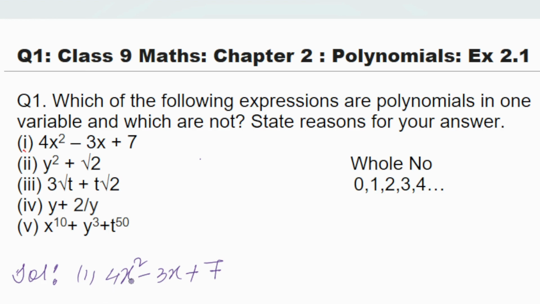See, solution number 1: 4x square minus 3x plus 7. You have to say whether this expression is a polynomial in one variable or not. First, you have to say whether this is a polynomial or not. Second, whether it is in one variable or not. And whether yes or no, you have to give the reason for the answer. Okay, so let's do this one, number 1.